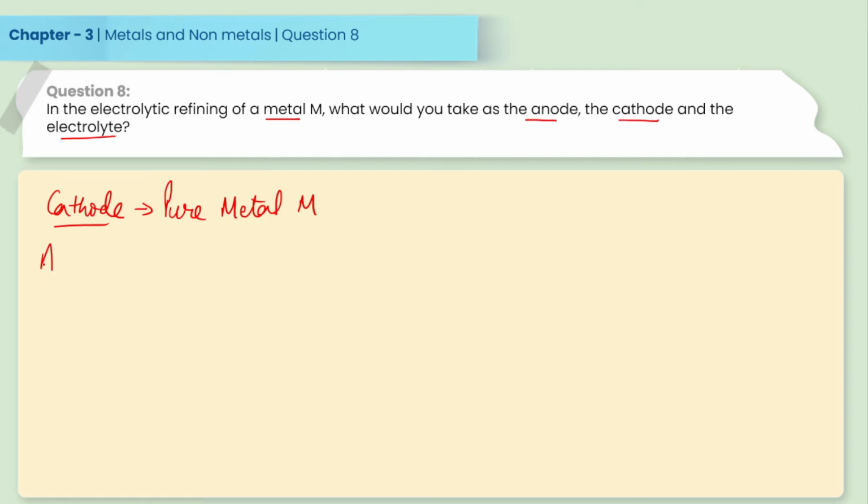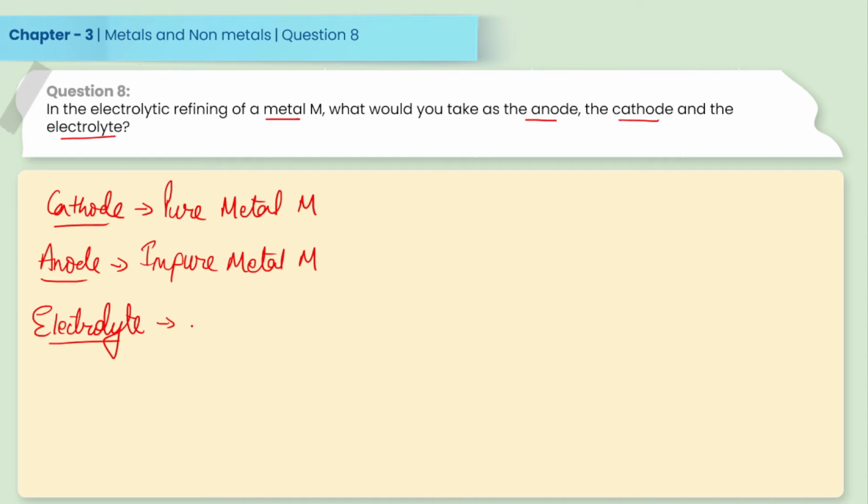And at the place of anode, we use the impure metal. So impure metal M is taken as anode. And talking about the electrolyte, we'll take any salt solution of that metal. It can be sulfate, it can be nitrate, anything which will be available. So electrolyte, it will be salt solution of metal M.